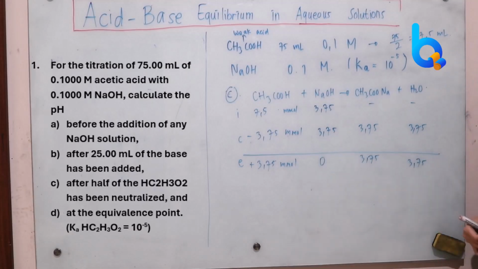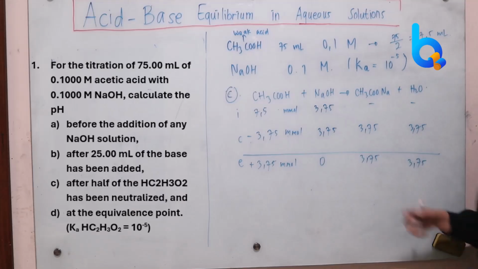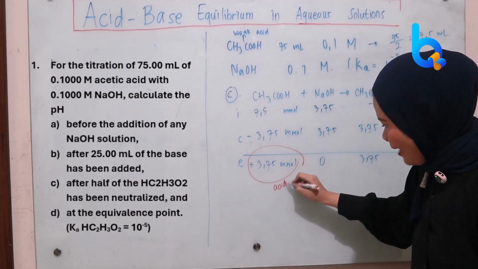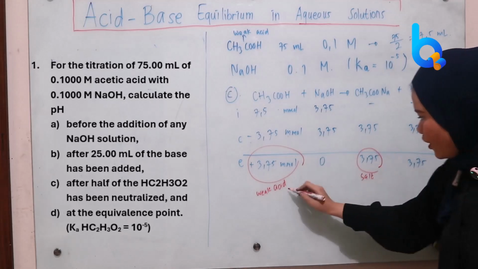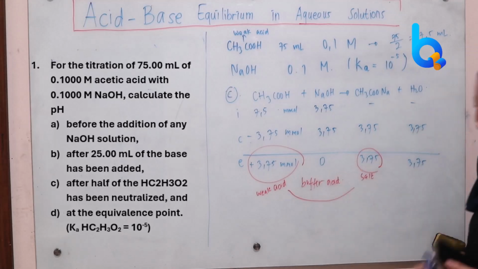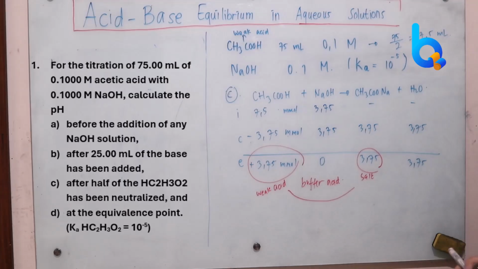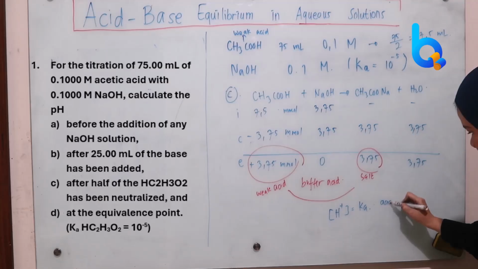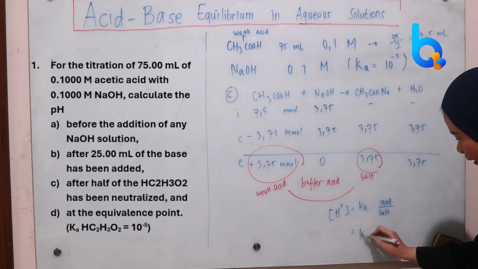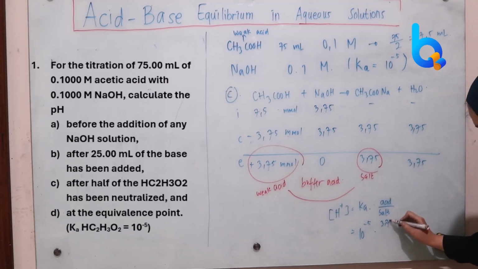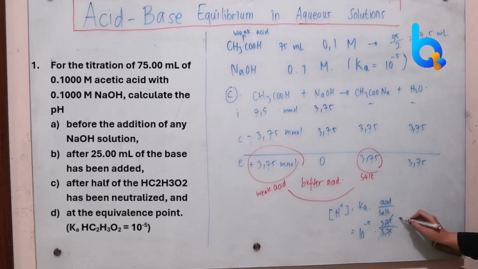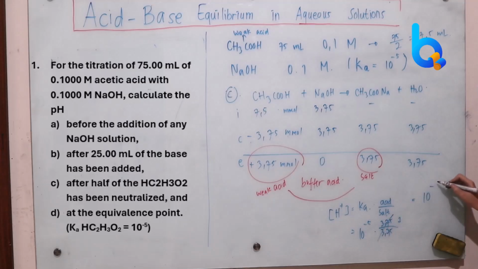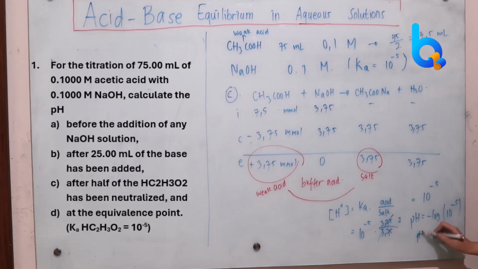The condition is similar to the previous one because there is weak acid and this is salt. So it will be a buffer acid. Okay, for the buffer acid we can use the same equation, H plus equals Ka times acid per salt. And acid is this and salt is this, so the ratio is equal to 1. So H plus is equal to 10 to the power of minus 5. So pH is minus log 10 to the minus 5. So pH is equal to 5.